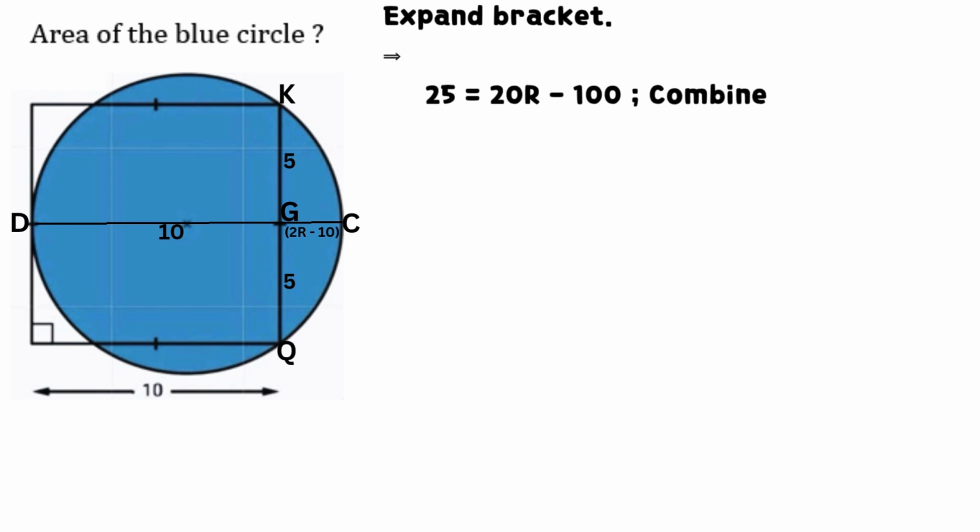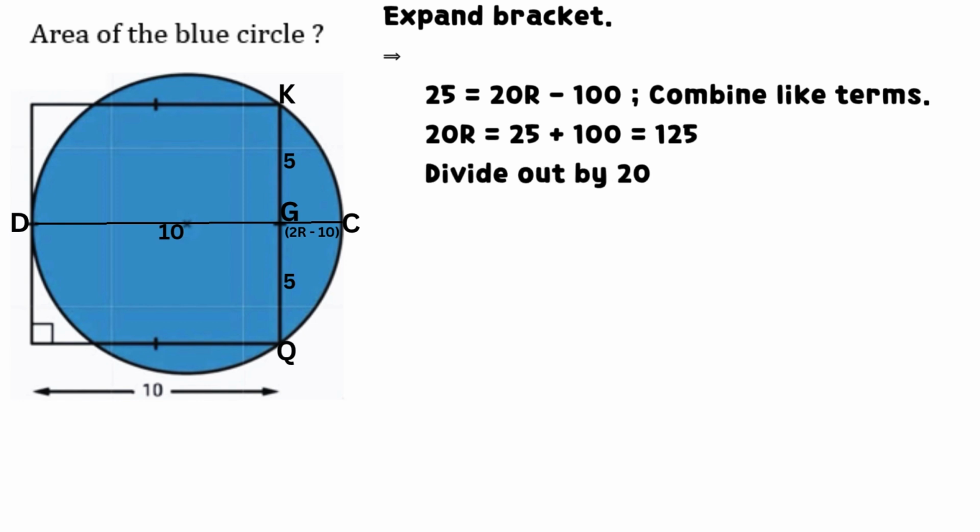Expand the bracket. This implies that 25 equals 20R minus 100. Combine like terms. 20R equals the sum of 25 and 100, which equals 125. Divide out by 20. It implies that R equals 125 divided by 20, which is 25 divided by 4.